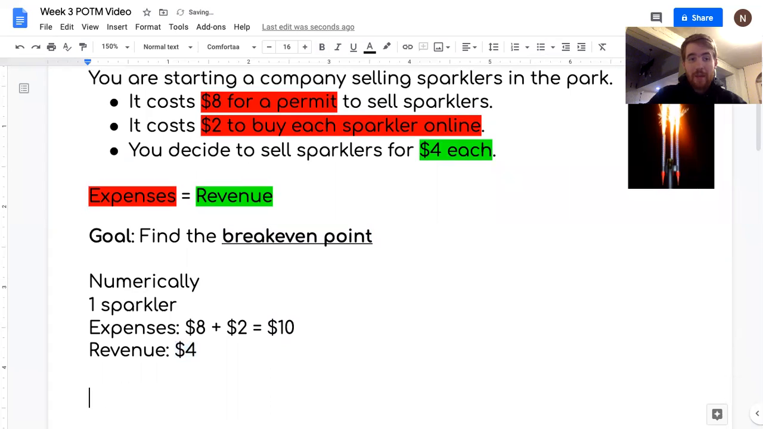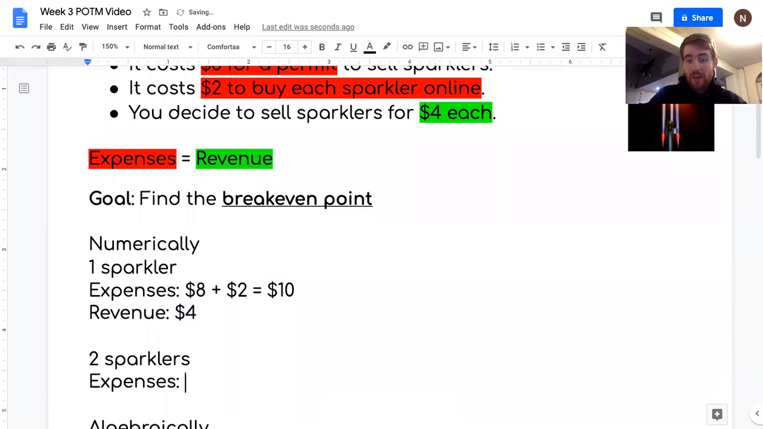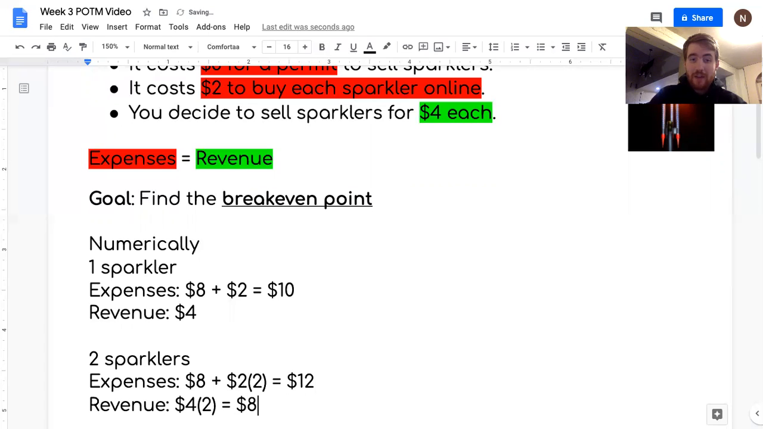All right, what would happen if I sold 2 sparklers? Well, my expenses are getting more expensive. I still have to pay the $8 for a permit, right? But now I have to pay $2 times 2 because I have to buy 2 sparklers online. 2 times 2 is 4. This is going to be a total of $12 of expenses. On the other hand, my revenue is now $4 for each sparkler, but fortunately I sold 2. So it's 4 times 2 equals a total of $8. Now you can keep going one at a time.